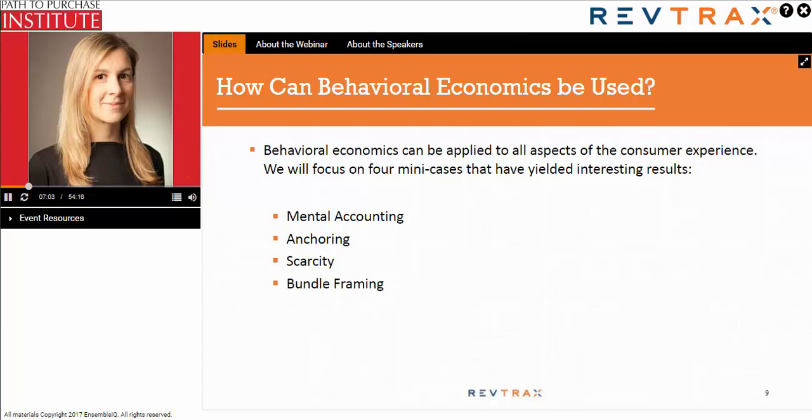Behavioral economics really can be applied and used in all aspects of consumer experience. So what we'll do today is we're going to focus on 4 mini cases of the experiments that we ran on the RevTrax platform that were informed and inspired by behavioral economics and that have yielded interesting and insightful results. We are going to talk about 4 behavioral biases: mental accounting, anchoring, scarcity, and bundle framing. We have run maybe in the neighborhood of 20 experiments with RevTrax testing various behavioral theories, and we've been very successful, but due to the time limitations, we're going to focus only on these 4 for now.